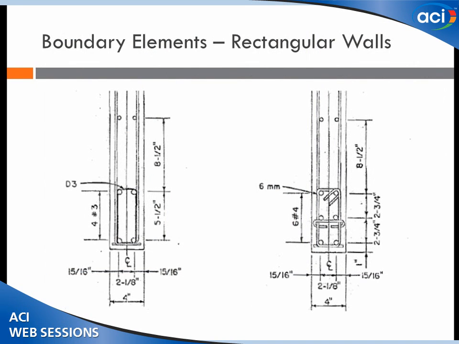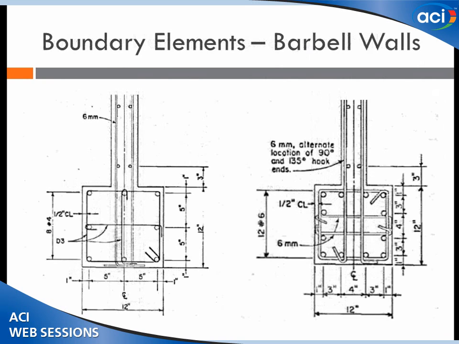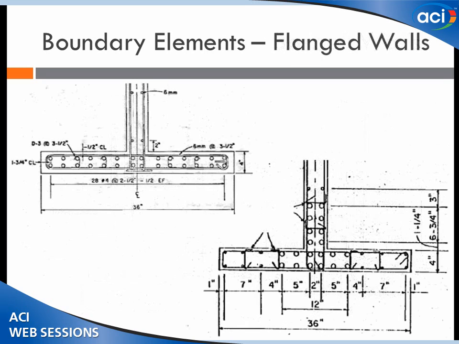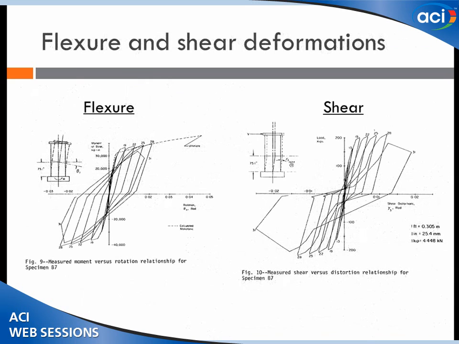And there were tests on walls with more or less ordinary confinement and then special confinement, left versus right, for rectangular walls, the barbell-shaped wall, and the flanged wall. A series of experiments were carried out on these different elements.